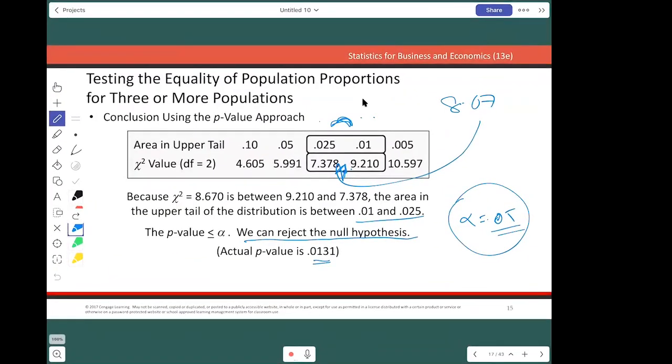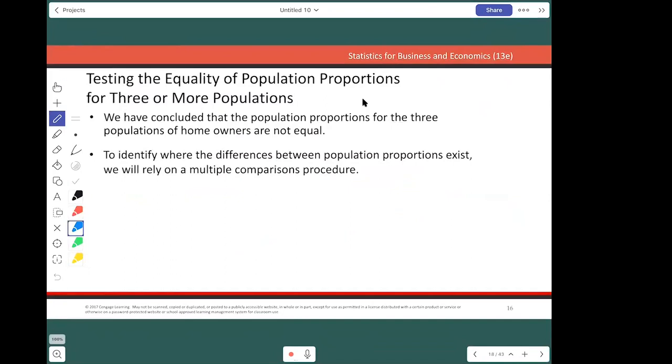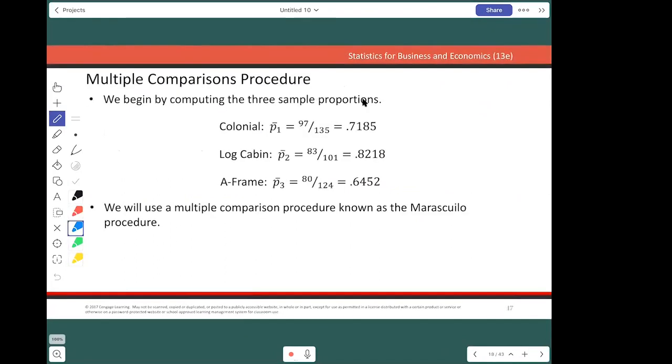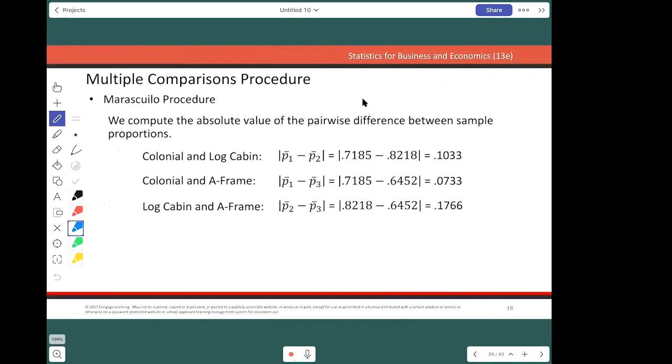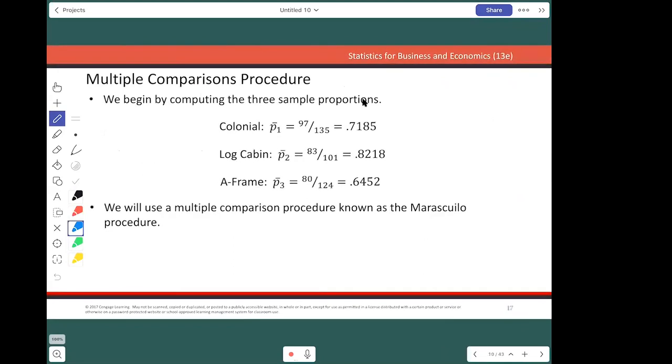Okay, so there's one more procedure that I've got to show you, because a couple of the assignment questions might include this. Multiple comparisons procedure. Now, this is something that you definitely have to practice to get the grasp of it. So in our case, we rejected the null hypothesis, right? So we're concluding there's at least one of the proportions that is different. But the question is which one?